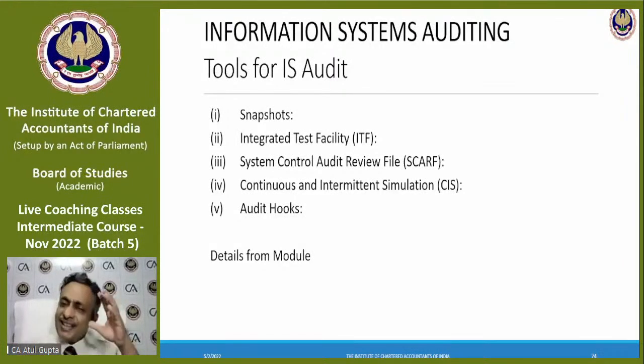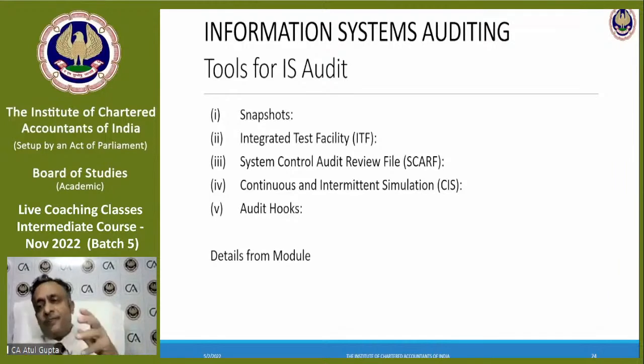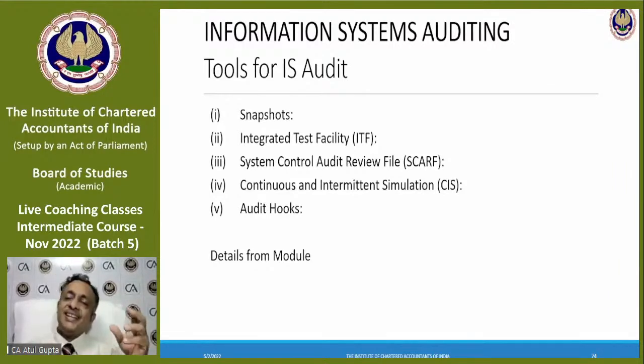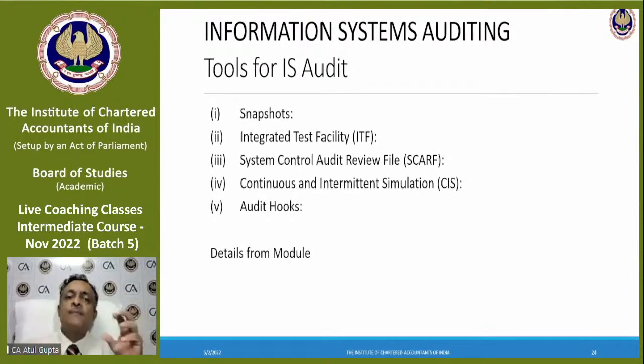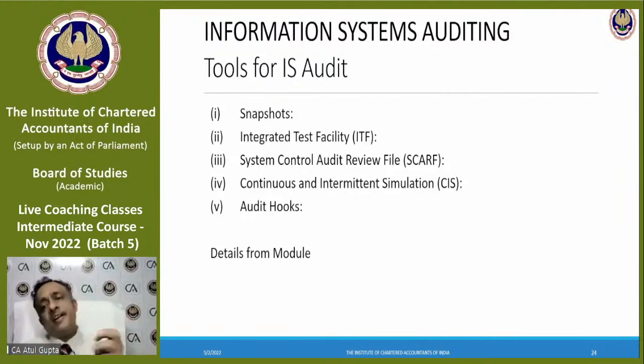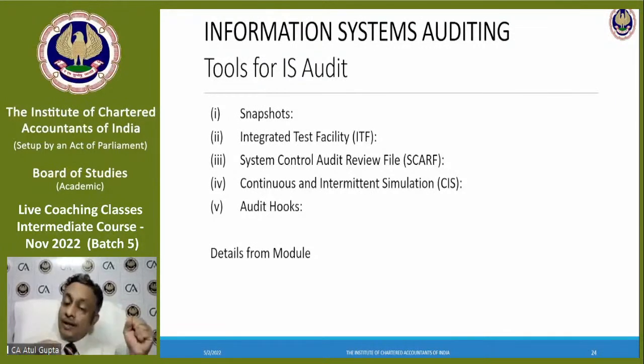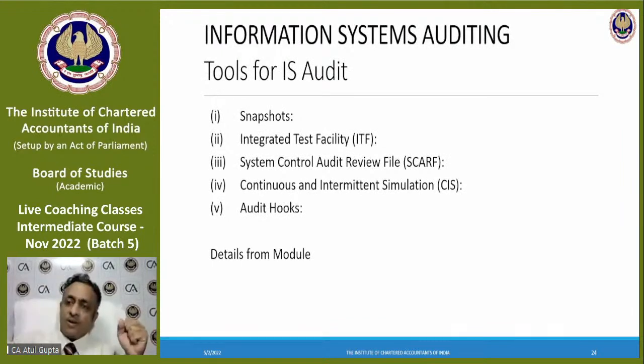CIS is exactly the same as SCARF. The only difference is CIS as a technique works on database. So for SCARF, you can carry two words: application level technique, exceptional file. For CIS, exceptional technique on database. For audit hook, pull transactions based on predefined definition. Pull out, pick out, like that. Okay, that is these techniques. Let us go ahead.